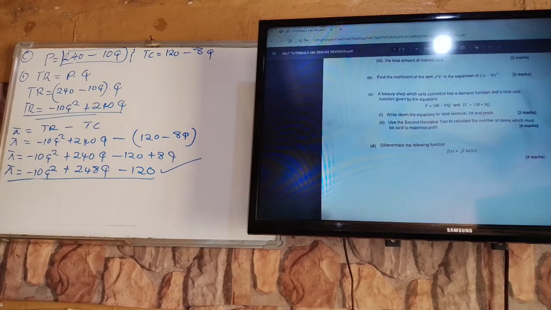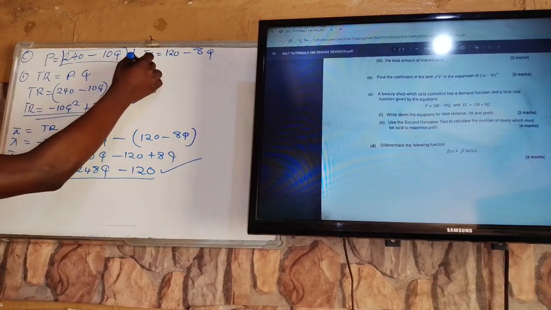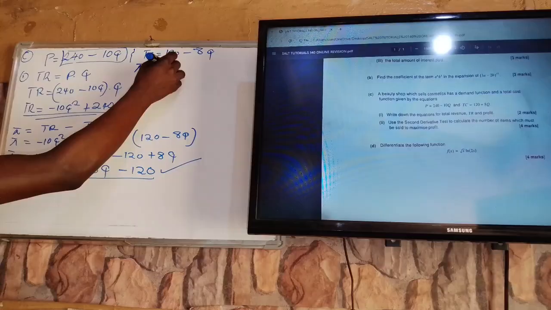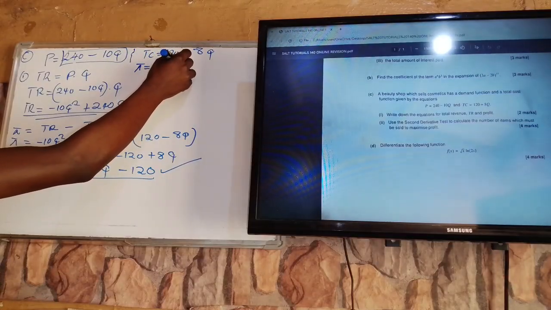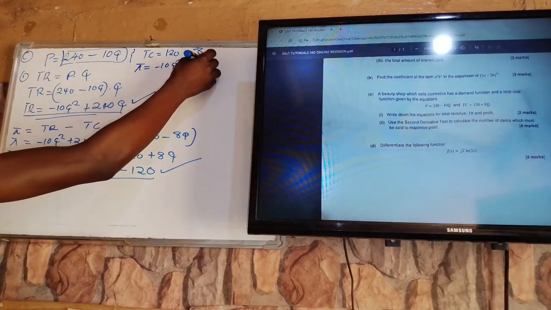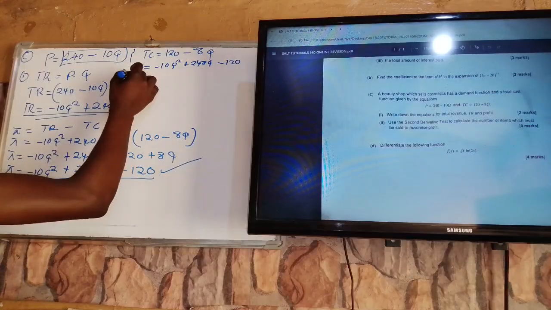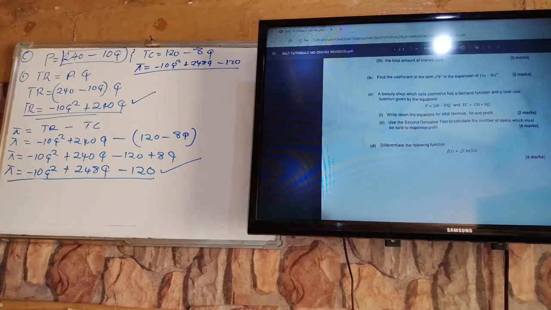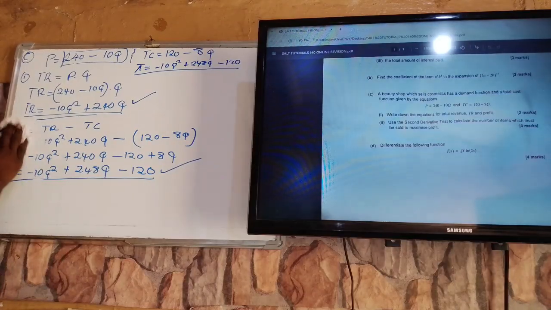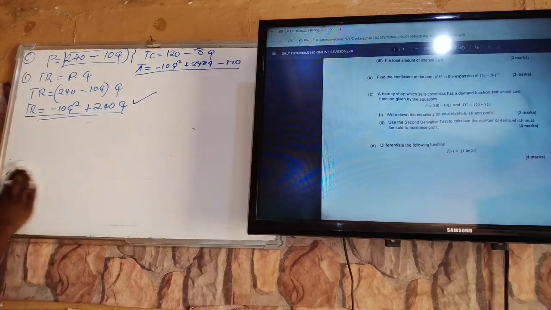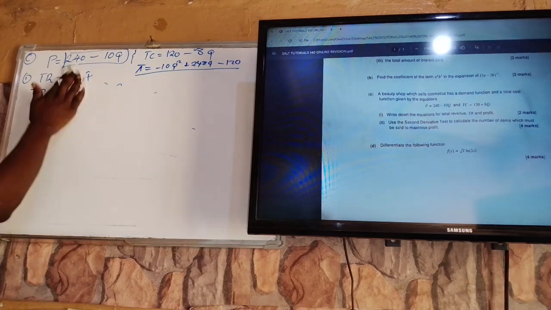So this was our A, total revenue and total cost. In our B, we are looking at the value for the profit. Since the profit function is negative 10Q squared plus 248Q minus 120, it's the one we are going to use, and then we will be able to know our units needed.